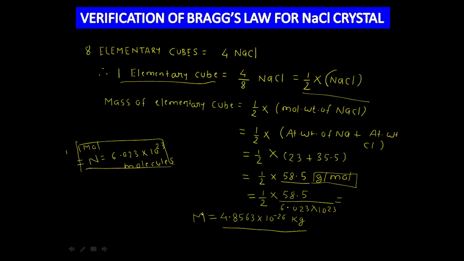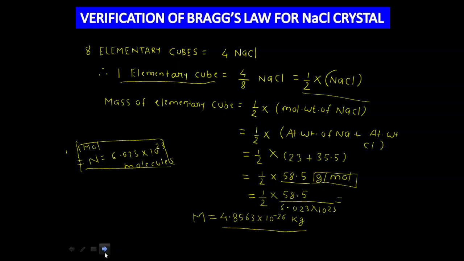Okay, so for the verification of Bragg's law, first we have to calculate the mass of one elementary cube, and you know that the structure consists of 8 elementary cubes. 8 elementary cubes means 4 NaCl, so 1 elementary cube means half of the NaCl. So half into the molecular weight of NaCl, we get the mass of 1 elementary cube, 4.8563 into 10 to the power minus 26 kg.